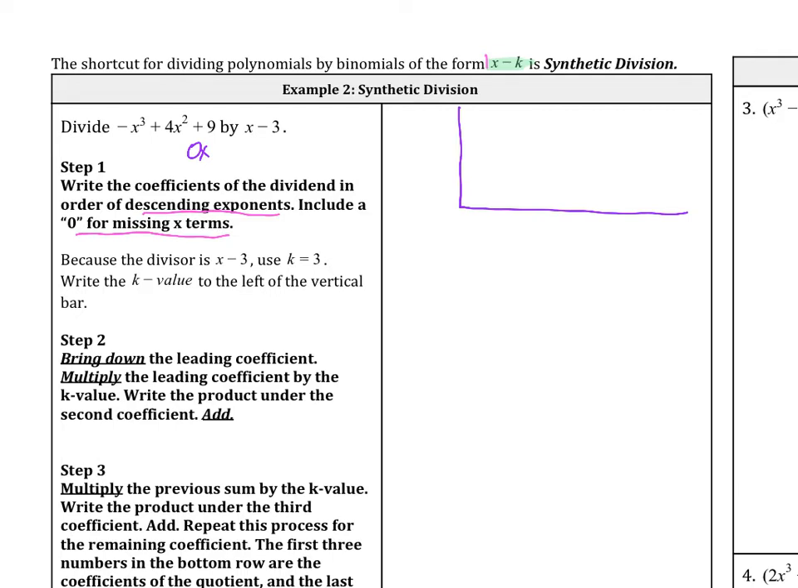So we're going to write our coefficients inside. So it's negative 1, 4, 0, and 9. Now, because the divisor is x minus 3, we're going to use k equals 3. So notice that they're opposite signs. Because it's a negative 3, x minus 3, we're going to write the 3, just a regular 3, on the outside. Okay, so it looks like this.